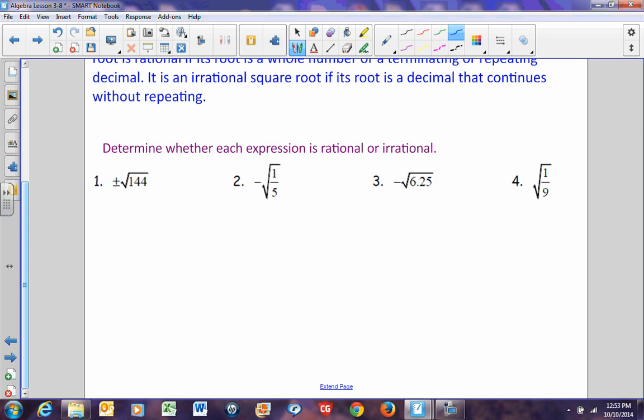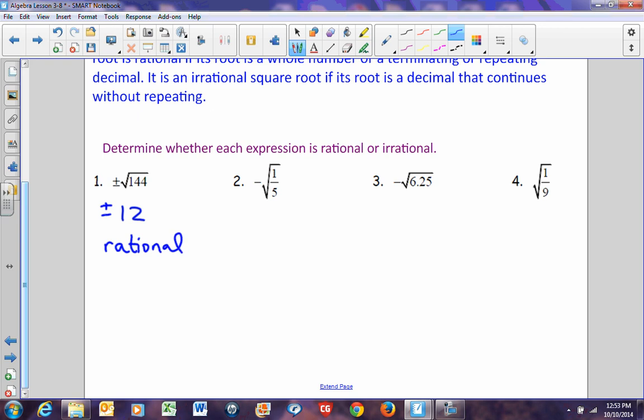I happen to know that 12 squared is 144, so I have plus and minus 12 here. That's a whole number, not a decimal, not a fraction, but it doesn't matter. It's a terminating or repeating decimal, so this is a rational square root because it's a rational number. 12 is a rational number.